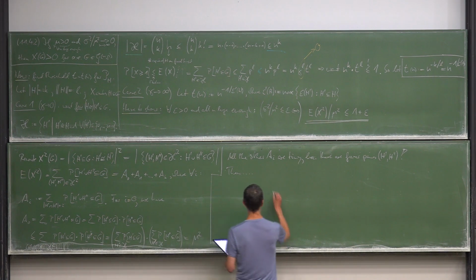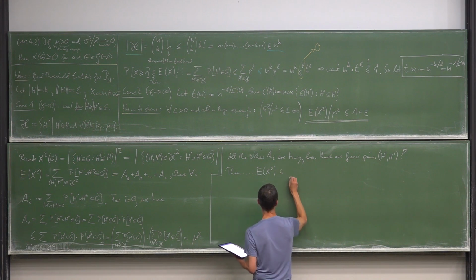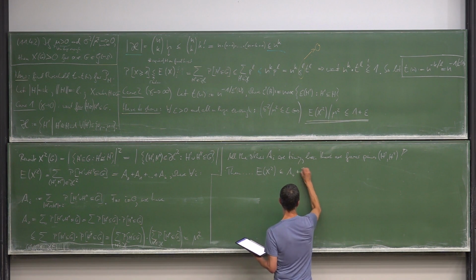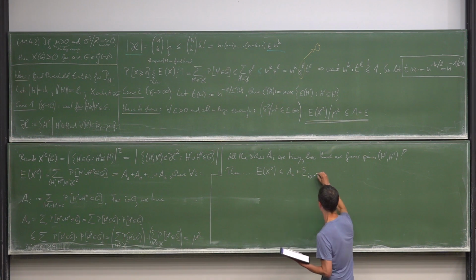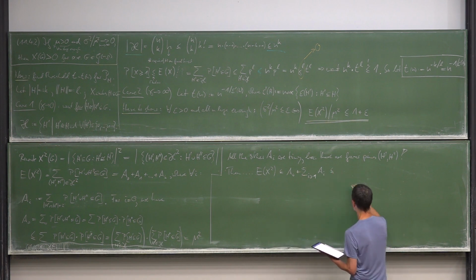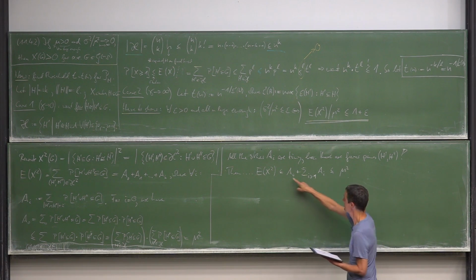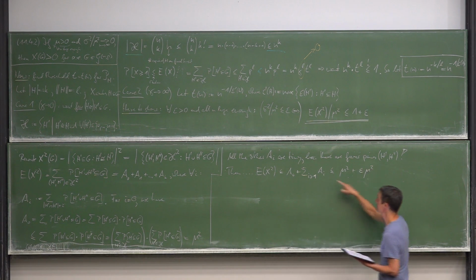Then the overall expectation of x squared, which is what we wanted to compute, the sum of A0 and the other AI, is at most mu squared. This mu squared is the bound for that, plus epsilon mu squared for all the others.